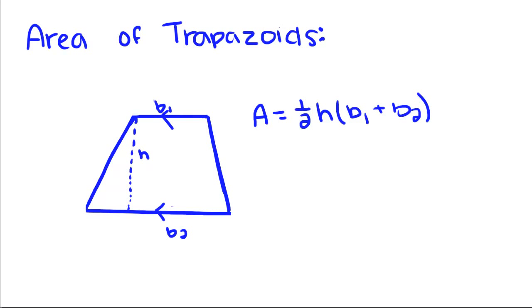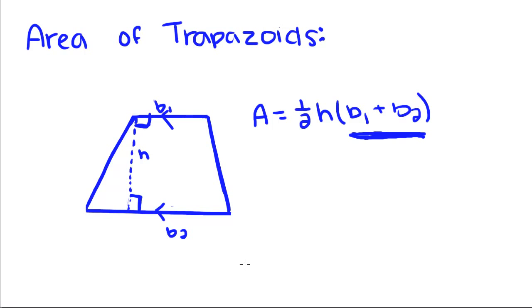Okay, so today we're going to talk about the area of a trapezoid. And it's very similar to the area of a parallelogram with one big difference. This part right here. So, because a trapezoid will never have equal length bases, because if you draw a height down here, it has to be parallel to the two bases.